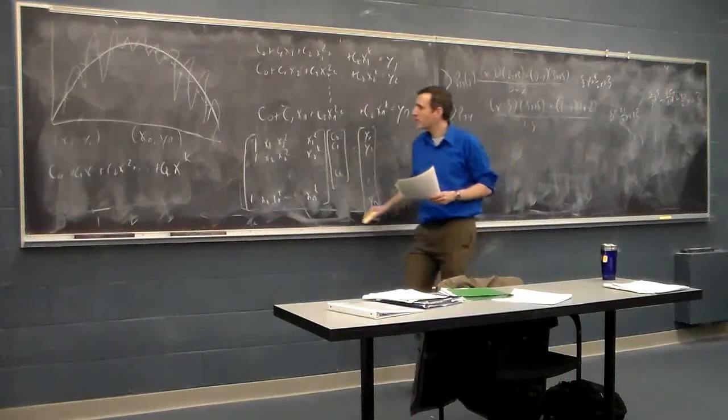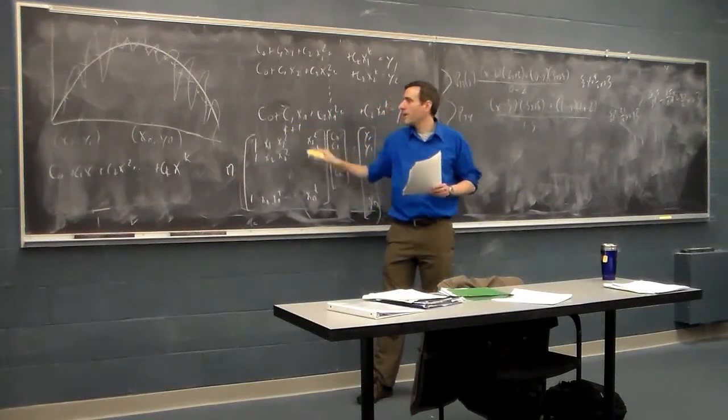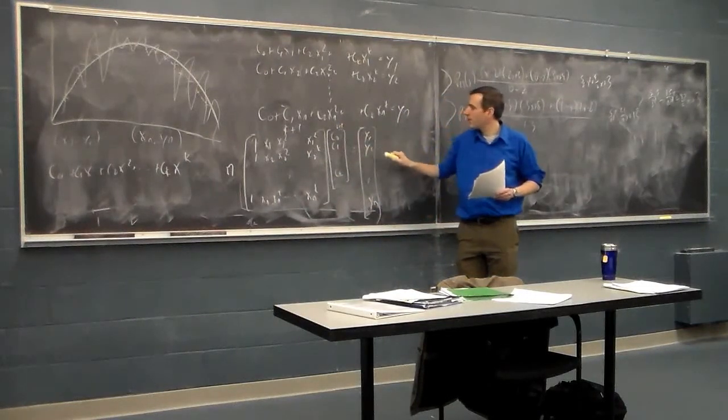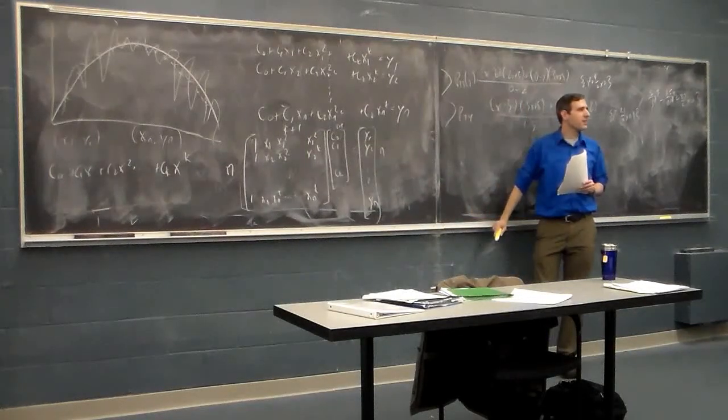Well, if we look at the dimensions of the matrix, we've got n here, we've got k plus 1 here. This vector is length k plus 1. This vector is length n. So, what's that? Overdetermined?